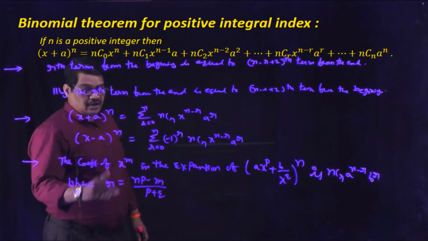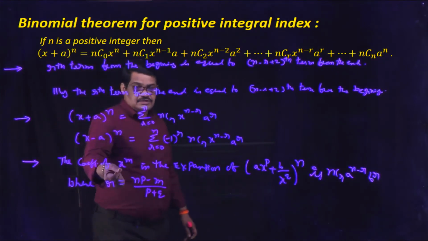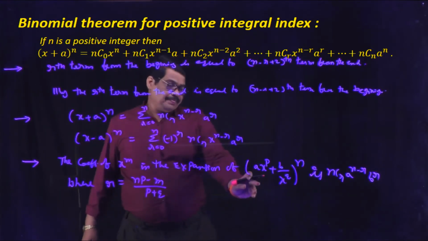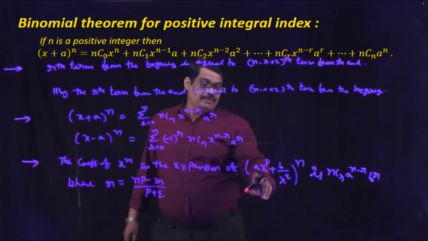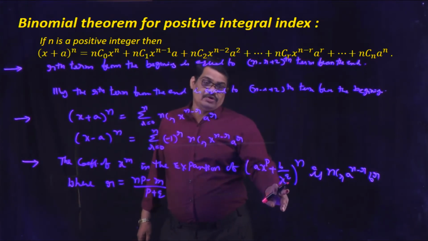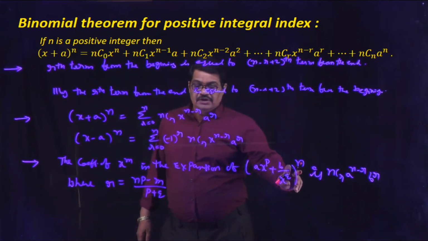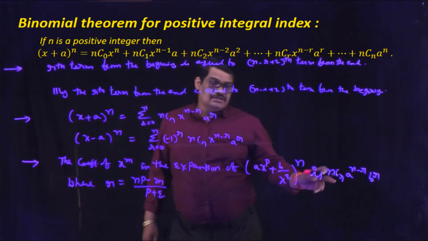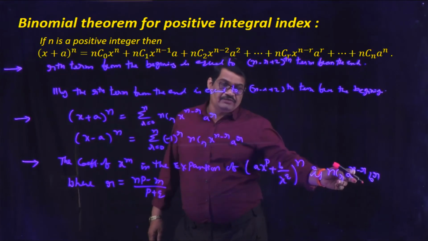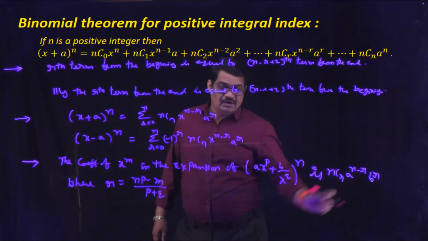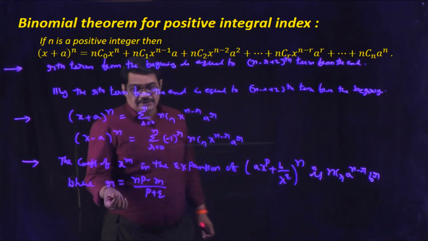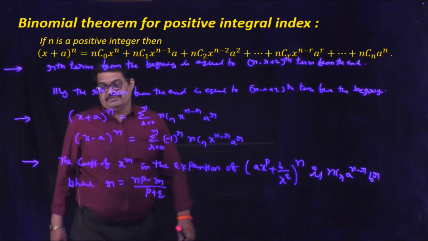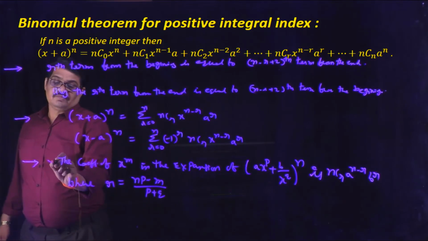After finding r, the coefficient of x to the power of m in this expansion, so the expansion must be like this: a x power p plus b by x power q whole to the power of n. Then the x to the power of m coefficient is nCr a to the power of n minus r b to the power of r. Here r is np minus m by p plus q. Okay, it is a very important formula.